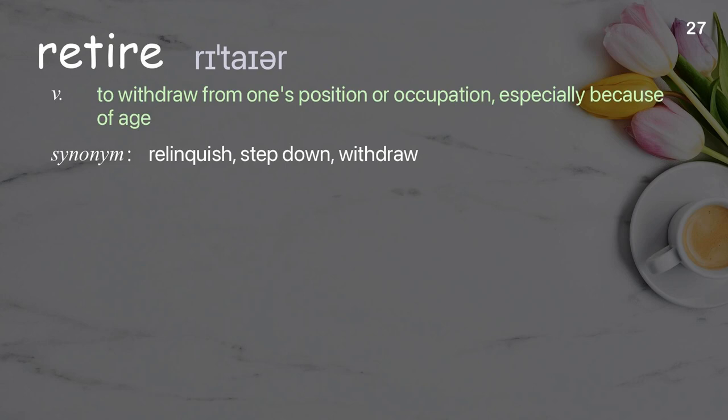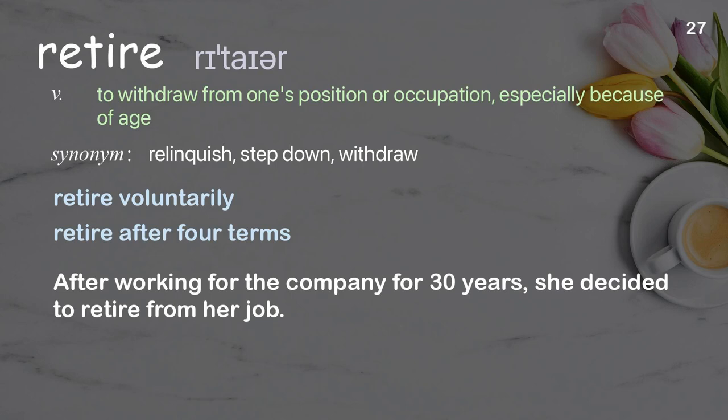Retire: to withdraw from one's position or occupation, especially because of age. Examples: retire voluntarily, retire after 4 terms. After working for the company for 30 years, she decided to retire from her job.